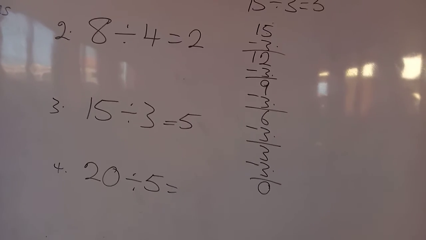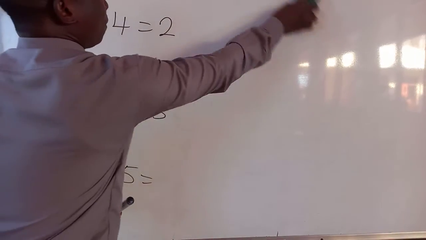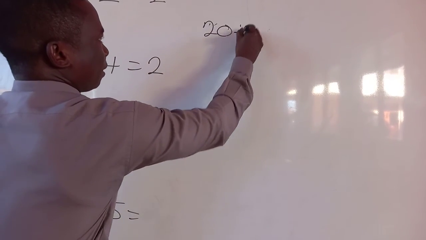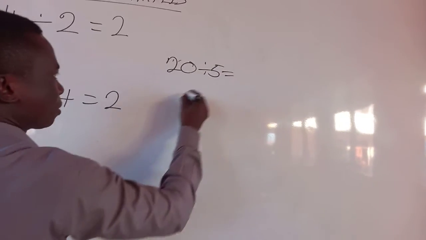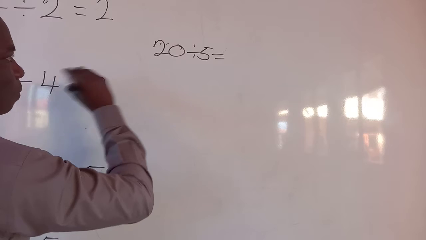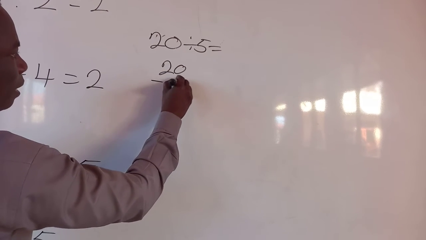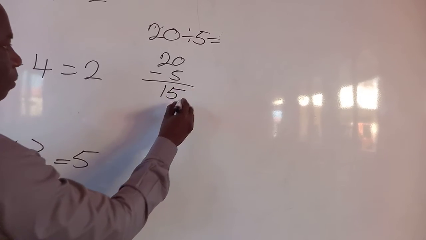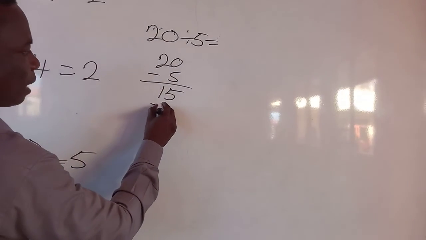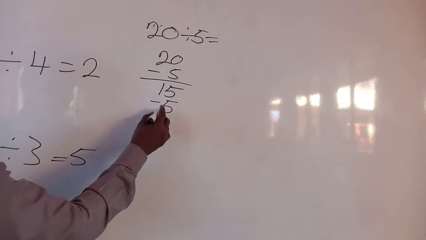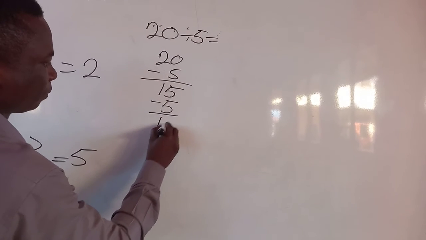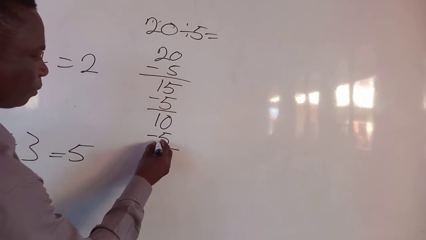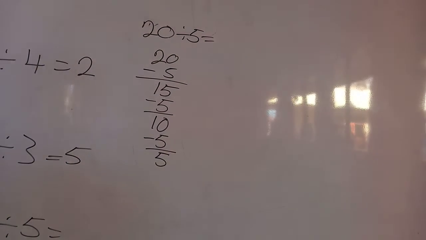Example 4. 20 divided by 5 equals. Then you write this vertically. 20 minus 5. Alright. 20 minus 5 will give us what? 15. Okay? You subtract 5. 15 minus 5 is 10. You subtract 5. 10 minus 5 is what? 5. You subtract 5.